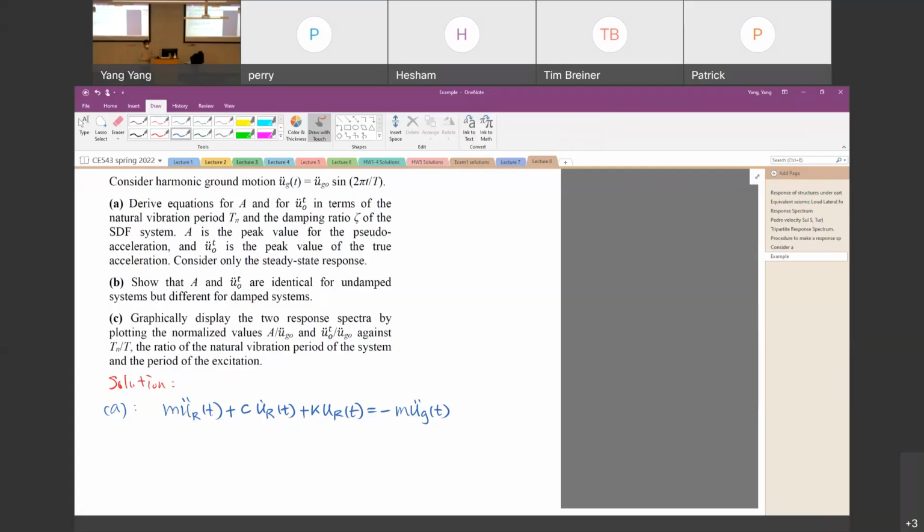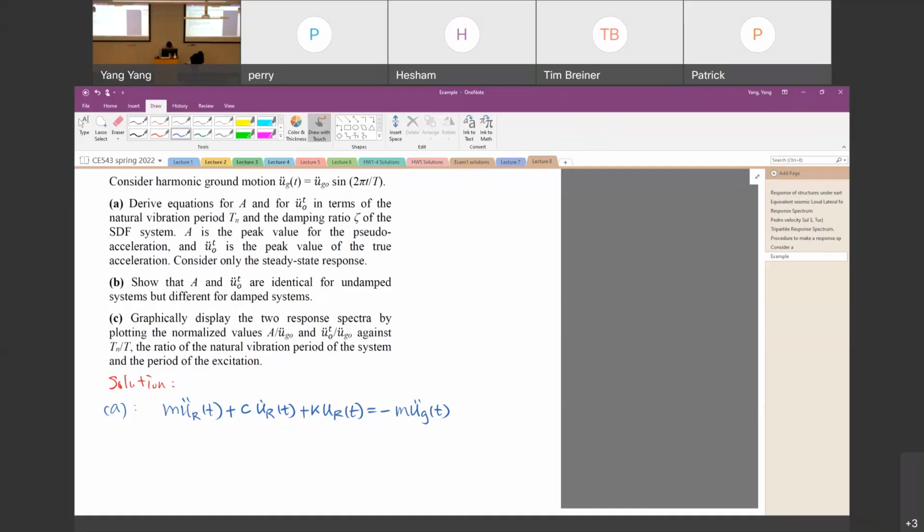So, the first thing: we should be able to have this equation. Any questions regarding this equation? Yes, the R subscript is for relative. Because regarding the ground movement, we need to use the relative.